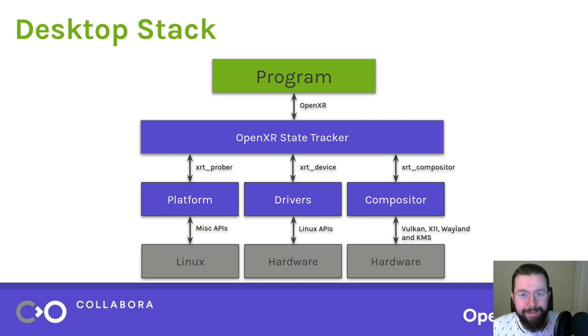And it takes care of, say, at some point in the future, if we change the OpenXR API or add new functionality, and we have to support the older way of doing things, the state tracker would then also take care of implementing that legacy functionality for us, so the drivers can use only the new way and don't have to care about the old way.